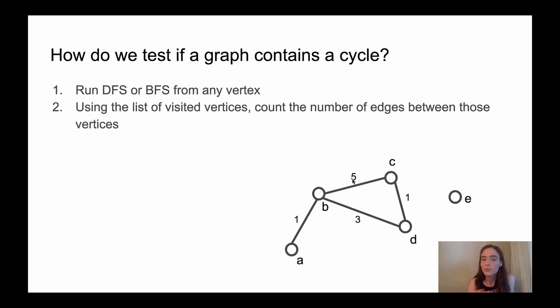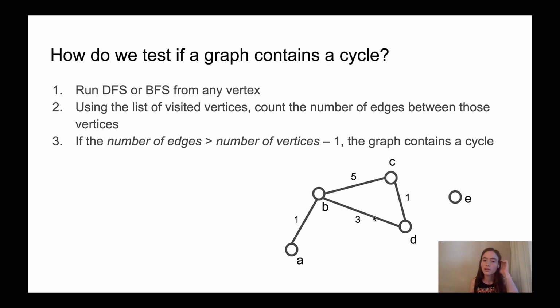So once we do that, we again have our list of visited vertices in the given component. And once we have the list of vertices, we can count the number of edges between them just by going through our adjacency dictionary and summing up the edges only for the vertices in the connected component. Then, if the number of edges that we count up are greater than the number of vertices that we visited in that component, minus 1, the graph contains a cycle.